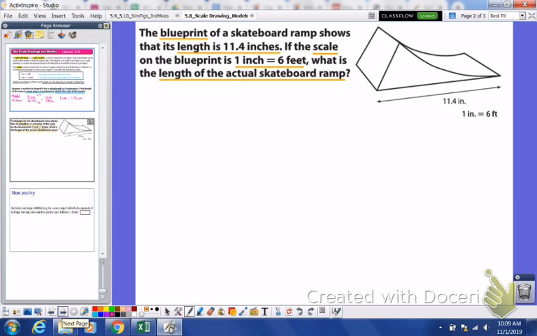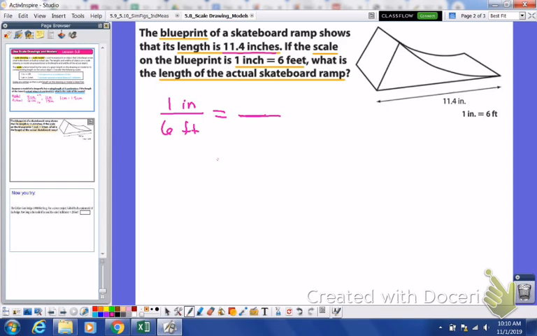The blueprint of a skateboard ramp shows that its length is 11.4 inches. If the scale on the blueprint is 1 inch equals 6 feet, what is the length of the actual skateboard ramp? Now we're going to solve this by writing a proportion. A lot of times it will tell you in the directions, solve by using proportion, make sure you're checking directions. So 1 inch on my blueprint represents 6 feet of the actual, so equals, I know 11.4 inches.